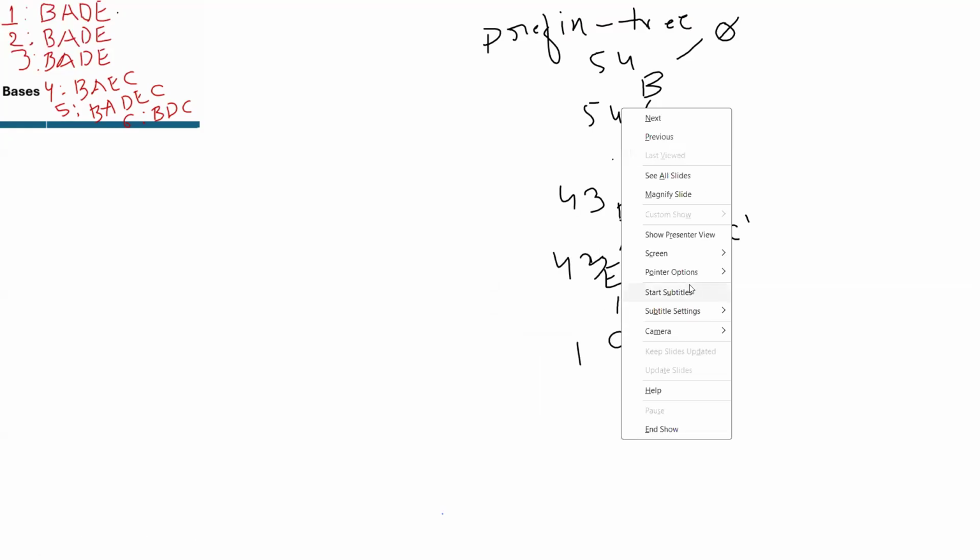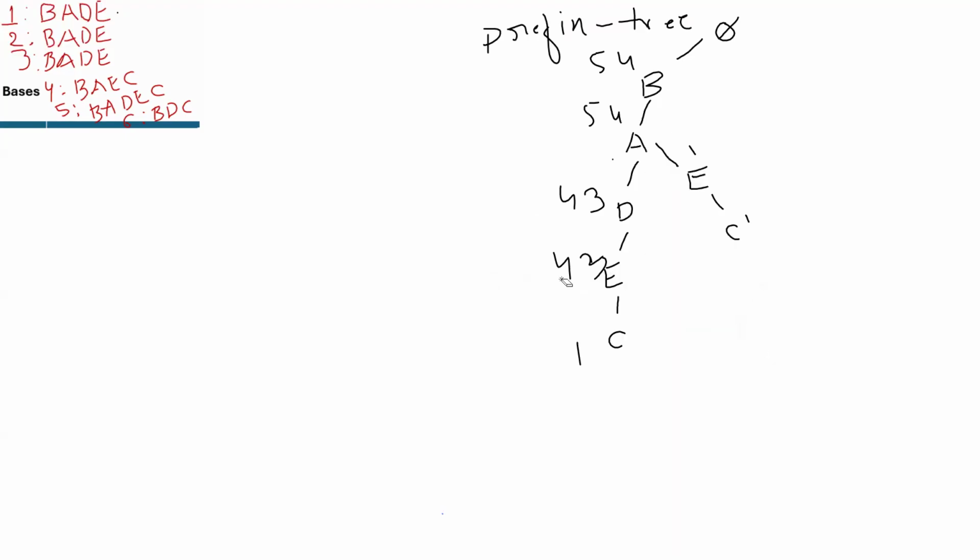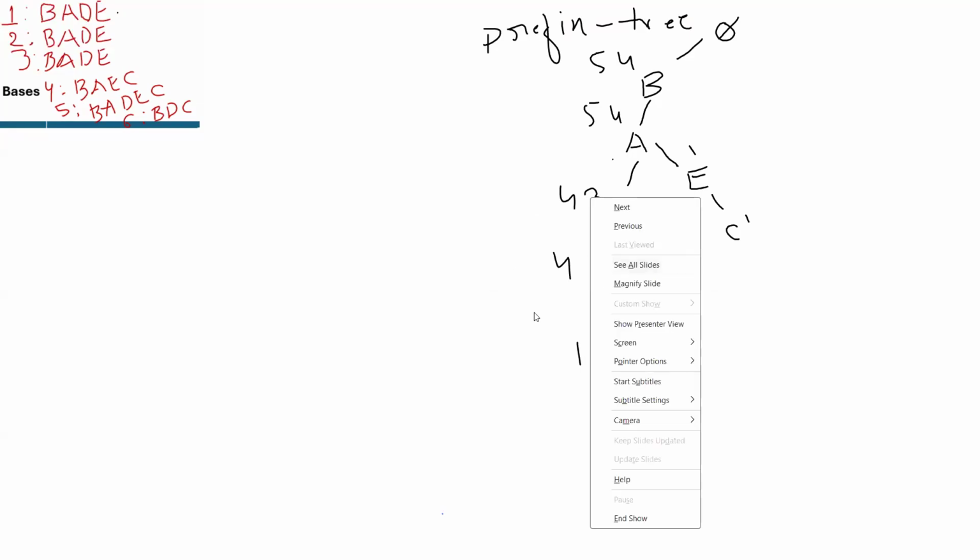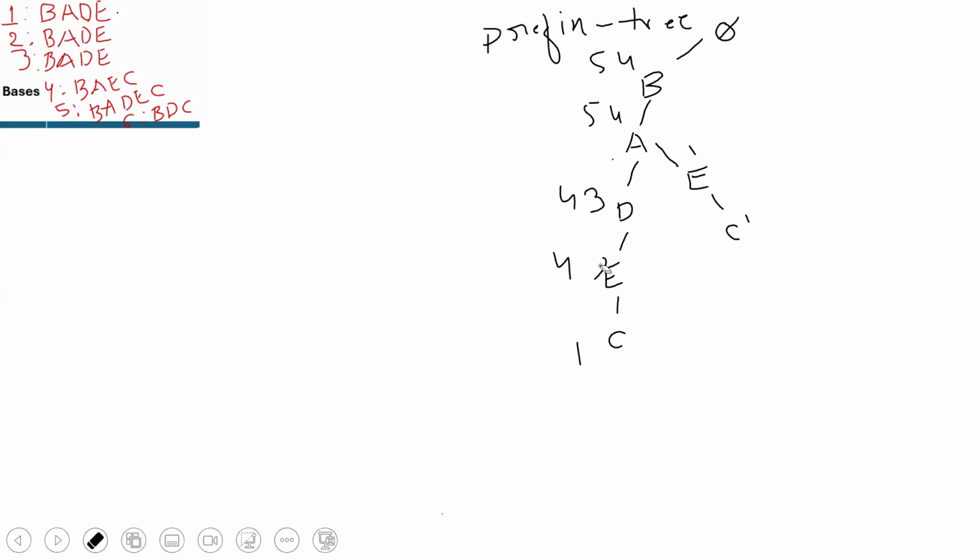C is 1. So now the initial counts will get erased. This 3 is no more valid, right? So C is no more valid. This 3 is not valid. 4 is not valid. Now, the new counts will be 5, 5, 4, 4, 1.